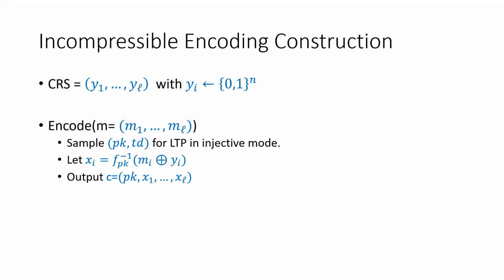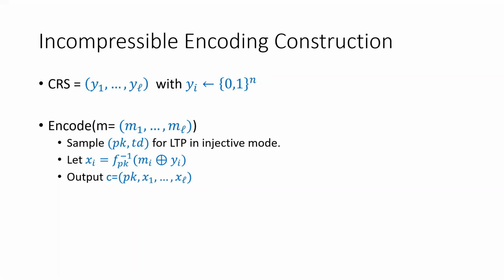I want to mention that the only randomness in the encoding procedure comes from the choice of the public key and the trapdoor for the lossy trapdoor permutation. That's the only choice of randomness. Once you fix the public key, the rest of it is deterministic. As you can see, the code word is not much bigger than the message. It's exactly as big as the message, except for the public key, so it has some small additive overhead.